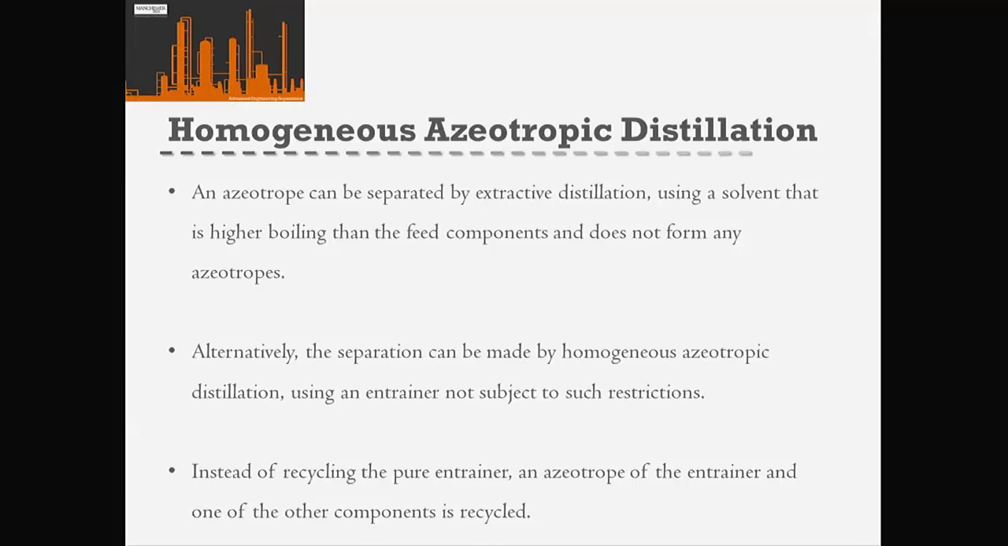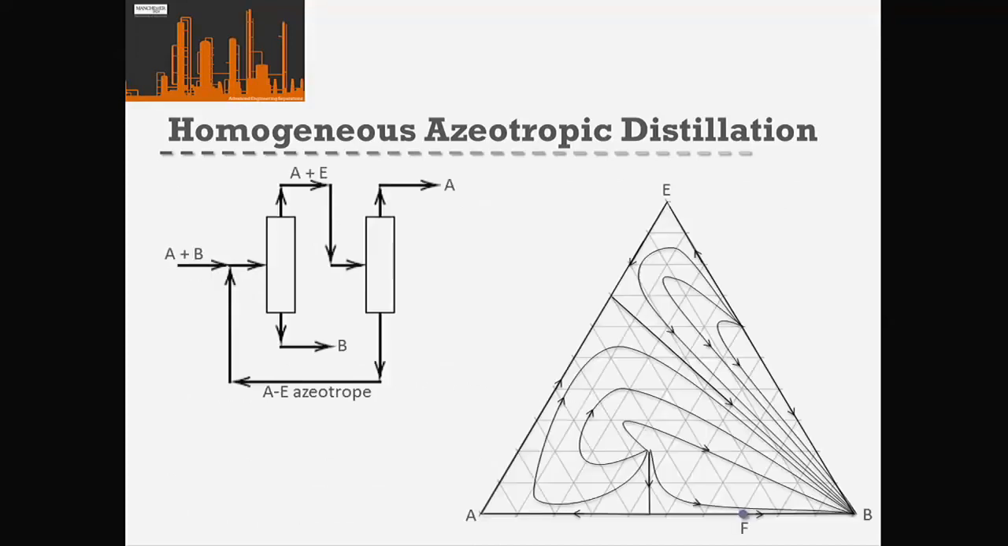So instead of recycling the pure solvent or the pure entrainer, what if we think about recycling the azeotrope that the entrainer forms with one of our components? Can we still get away with that as a system? So if we have this slightly more complicated system, you might recognize it from last week, from the approximate residue curve drawing tutorial. Sorry, from the example in the lecture.